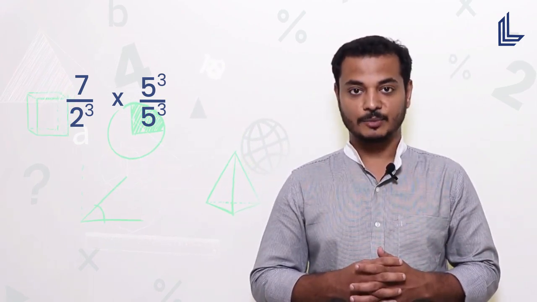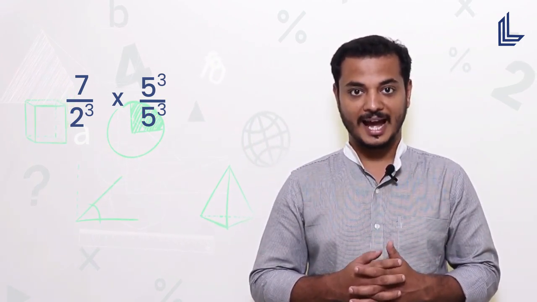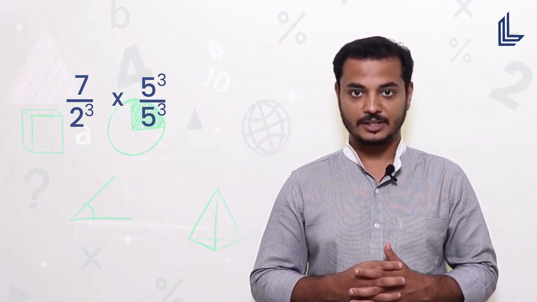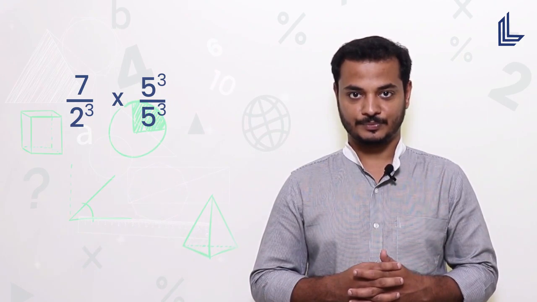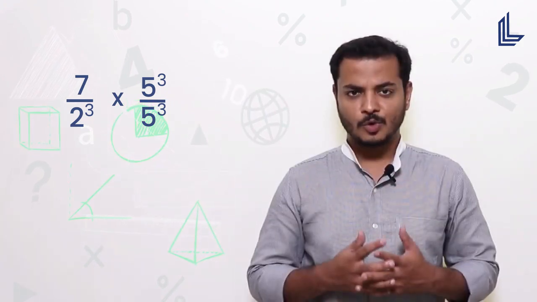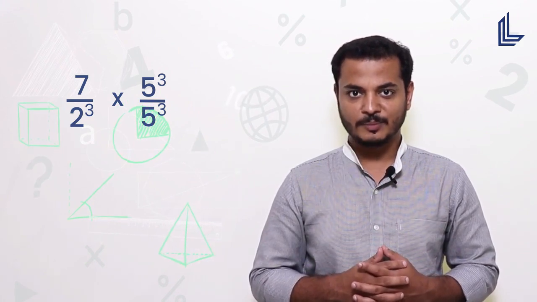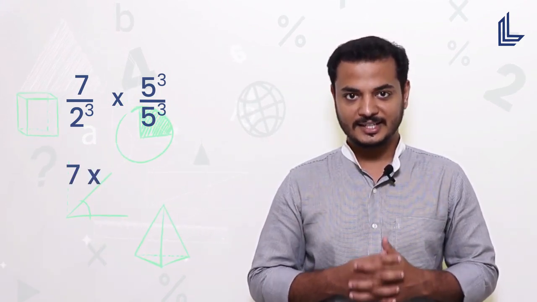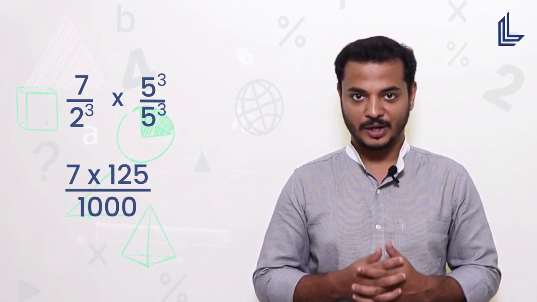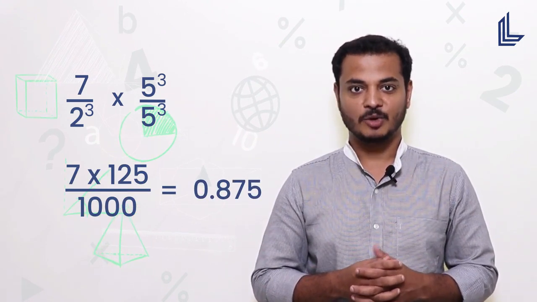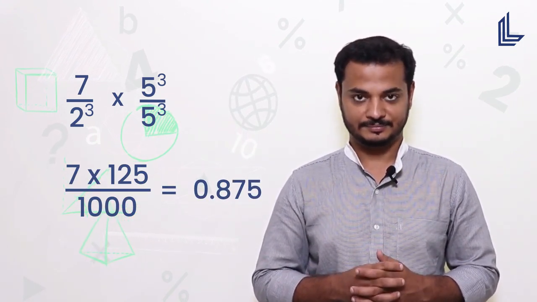Understand that if you multiply both numerator and denominator by the same number, the value of the fraction is not going to change, because you are essentially multiplying the fraction by 1. So what happens when you multiply both numerator and denominator by 5 cube? You will get the result as 7 times 125 by 1000, which is nothing but 0.875.